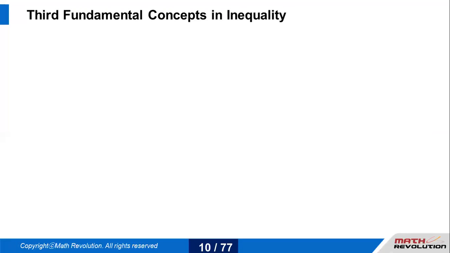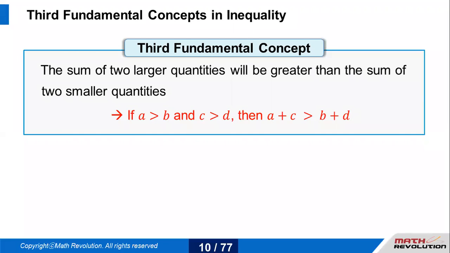Let's talk about the third fundamental concept in inequality. If A is greater than B and C is greater than D, now there are two sub-inequalities involved here: A is greater than B and C is greater than D. If you combine A and C, their sum would be greater than B plus D. It says the same: the sum of two larger quantities will be greater than the sum of two smaller quantities.